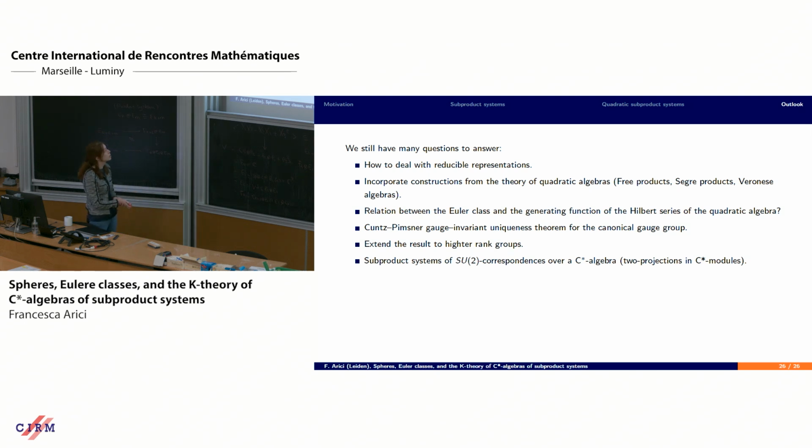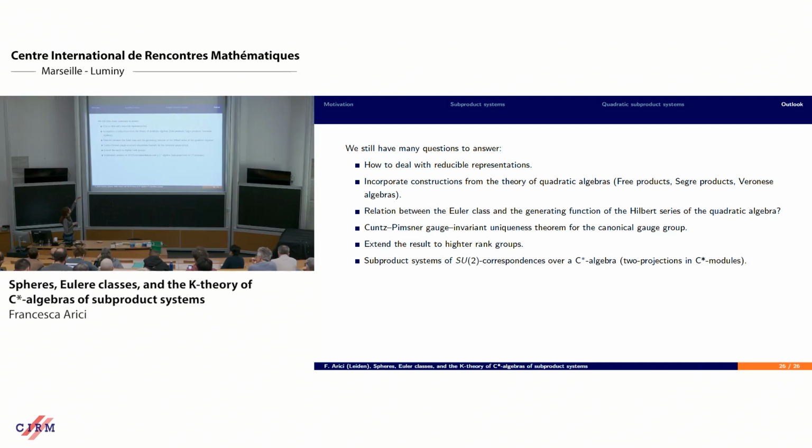This is a work in progress that we hope to write up soon. And then, of course, playing with all these dimension sequences, we found some connection between the Euler class and the generating function of the Hilbert series. It's circumstantial evidence, so there seems to be a deep relation, but it needs to be proven why there is.